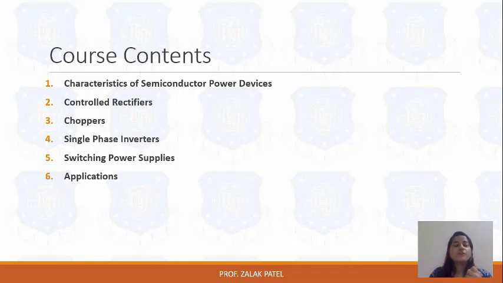In unit number 4, that is single phase inverters. Inverters is one type of DC to AC converter. We will see the classification as well as various limitations and applications of it in this unit. Switching mode power supplies and applications is related to the UPS. So these are all about the course outline of this particular subject, power electronics.